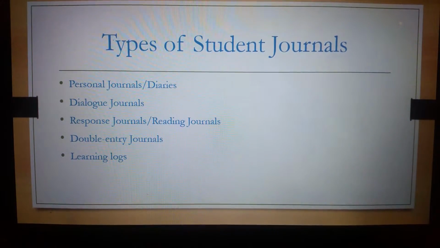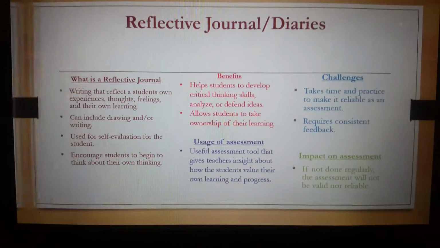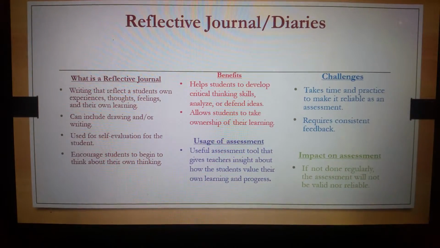Types of student journals. There are 5 different types of student journals. There are personal journals/diaries, dialogue journals, response journals/reading journals, double entry journals, and reading logs. The first one we're going to talk about is reflective journal/diaries.